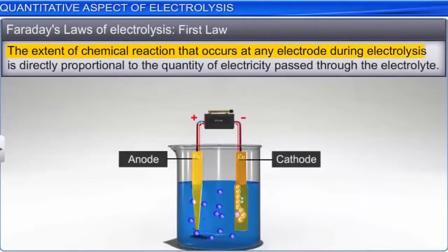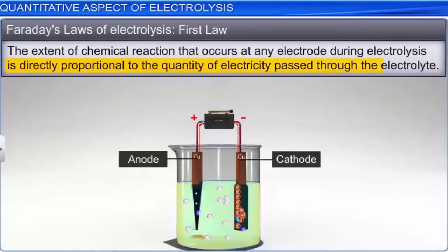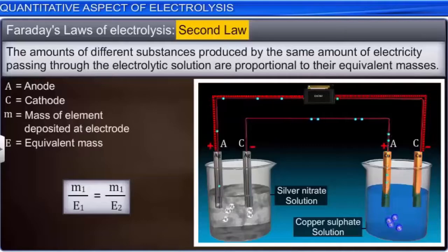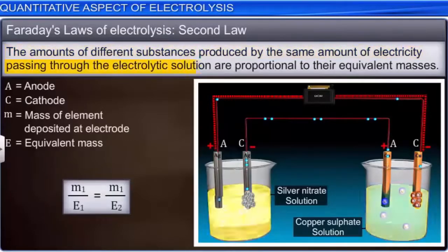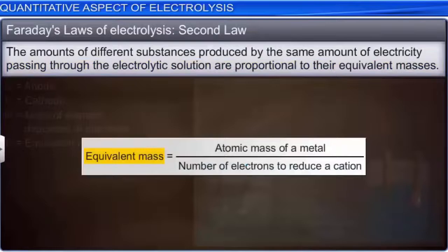In other words, the mass of an element that deposits at an electrode during electrolysis is proportional to Q, the total amount of electricity passed through the cell. Faraday's second law states that the amounts of different substances produced by the same amount of electricity passing through the electrolytic solution are proportional to their equivalent masses. Equivalent mass can be calculated by dividing the atomic mass of a metal by the number of electrons needed to reduce a cation.